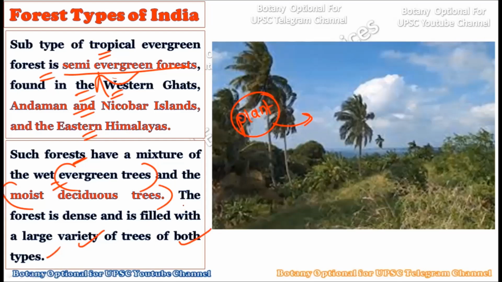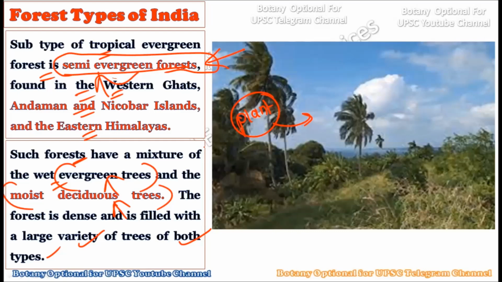Okay, so both types of trees are there: wet evergreen trees and moist deciduous trees. If you find both combinations of trees, then you can characterize that particular forest as a semi-evergreen forest. And if you find only evergreen trees, it can be considered an evergreen forest or a wet evergreen forest.